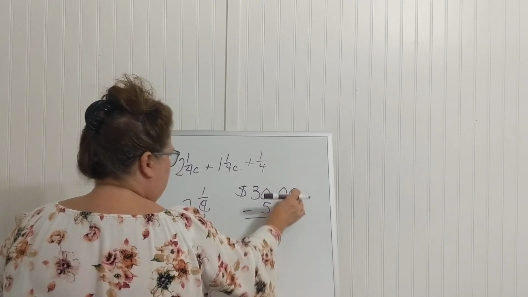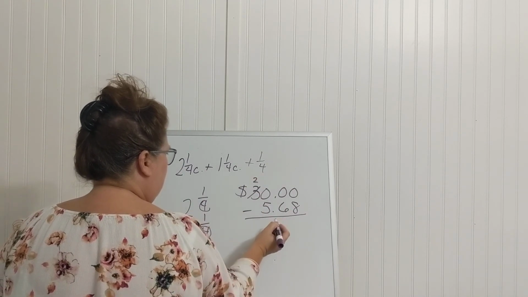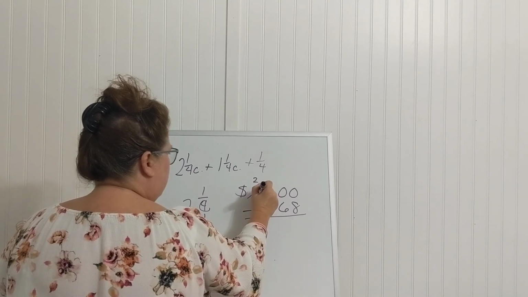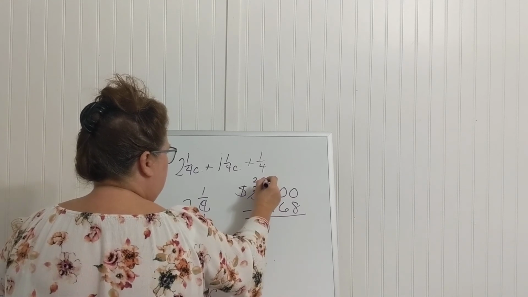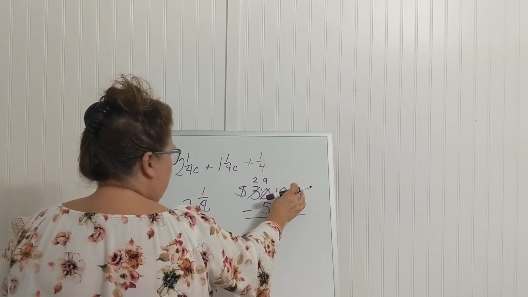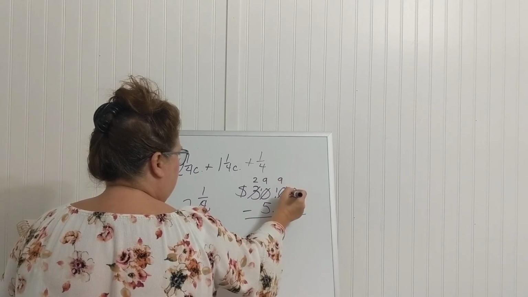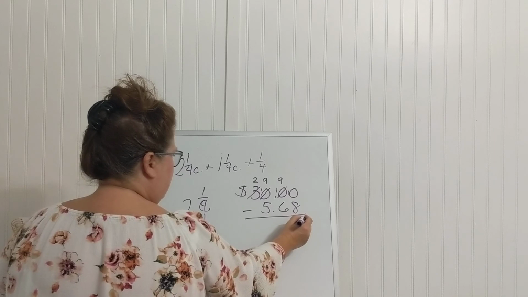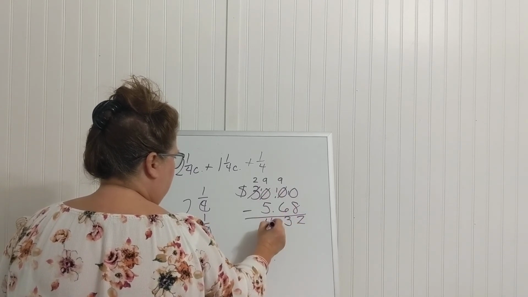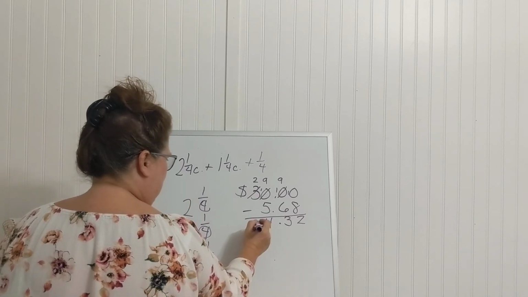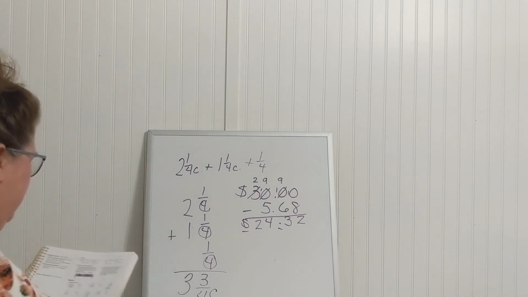So we cannot say 0 - 8, so we have to go all the way down to our 3. Cross it out, make it a 2. The one we borrowed is gonna go right here. Now this guy is gonna borrow from there, so that 10 will become a 9, our 1 goes right there. So we have 10 - 8 = 2, 9 - 6 = 3, 9 - 5 = 4, oh my goodness, tickles, and 2 - 0 = 2. Be sure that your answer includes your dollar and cent sign.